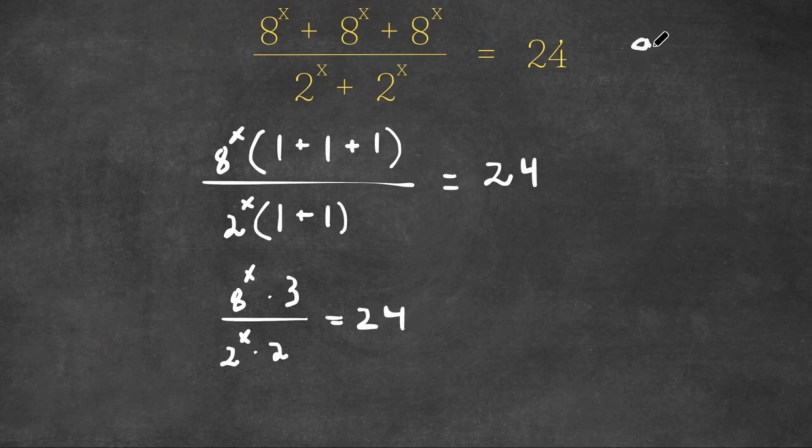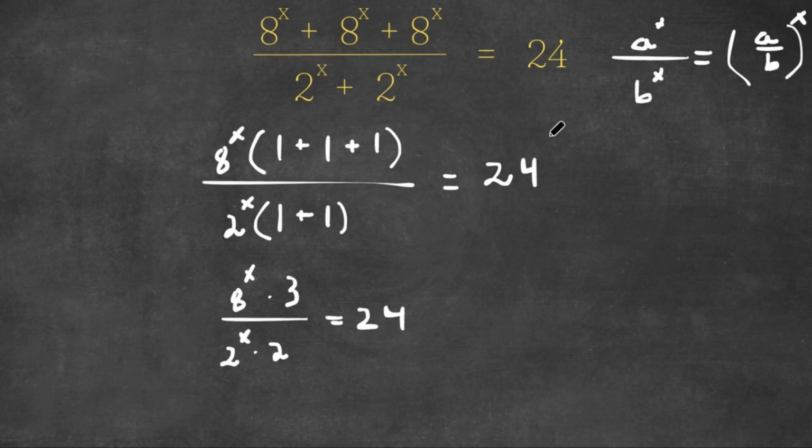Now, if we have something in the form a to the power of x over b to the power of x, this is the same thing as a over b to the power of x. So as you can see here, we have a to the power of x over 2 to the power of x. This is the same thing as a over 2 to the power of x, and we are multiplying this by 3 over 2. This is equal to 24.